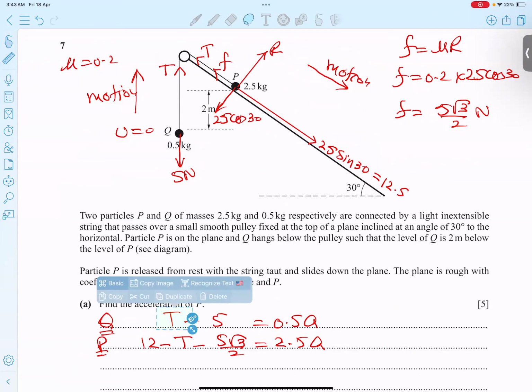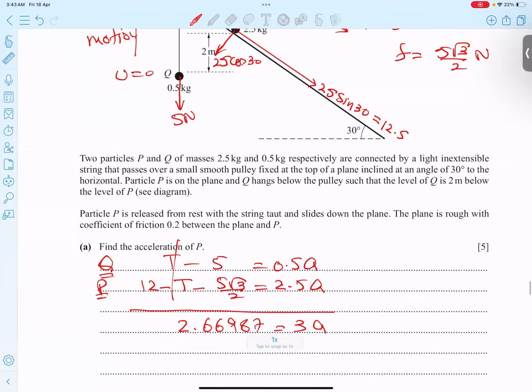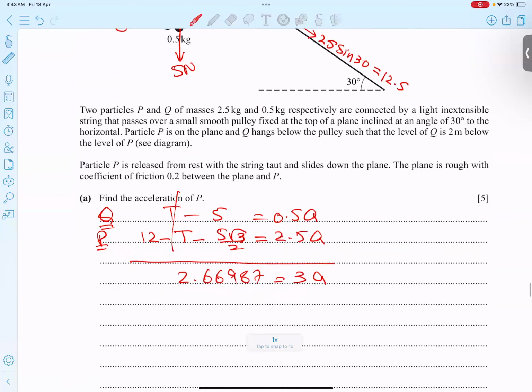Okay, students. So what is going to happen now? Naturally, the positive tension and negative tension cancel out. And now I will type this whole thing in the calculator. So 12 minus 5 root 3 and minus 5. I'm getting 2.66987. And here I got a 3. If I divide it by 3, wait, let me check again. I think maybe there was a typing mistake in the calculator.